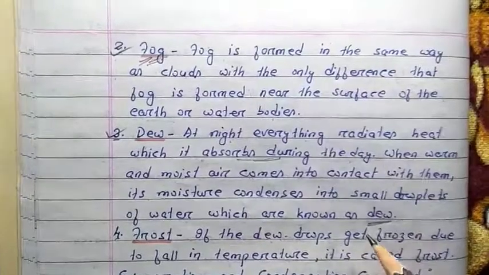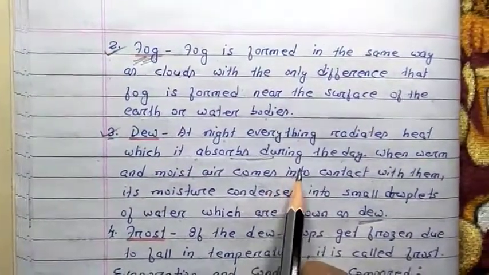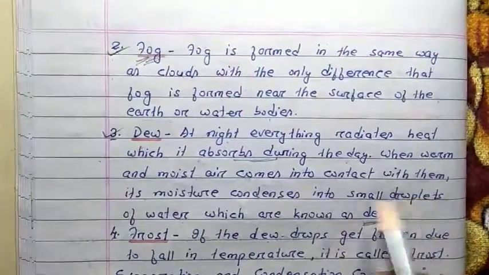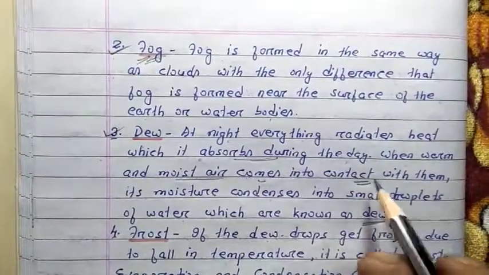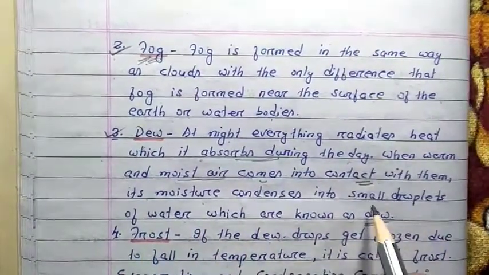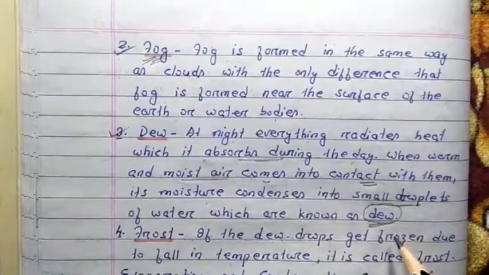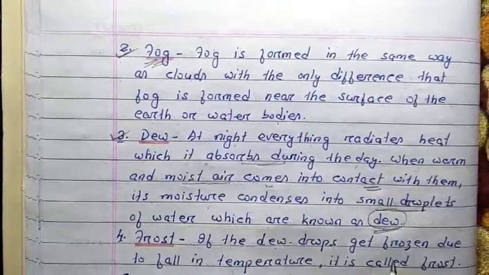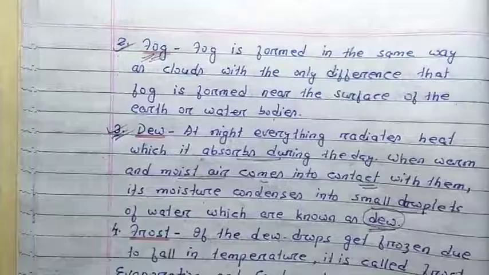During daytime, the plants, I am taking the example of plants, they absorb the heat, and during night, the leaves of the plant generally release the heat. And when the warm and moist air comes into contact with the leaves, automatically the moisture in the air condenses or cools down and forms small droplets of water which are generally known as dew. You have heard about dew drops. In the morning, if we come out, we can see droplets of water on the leaves of the different plants, which are generally known as dew.